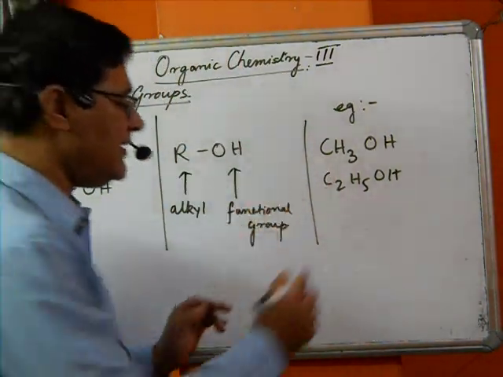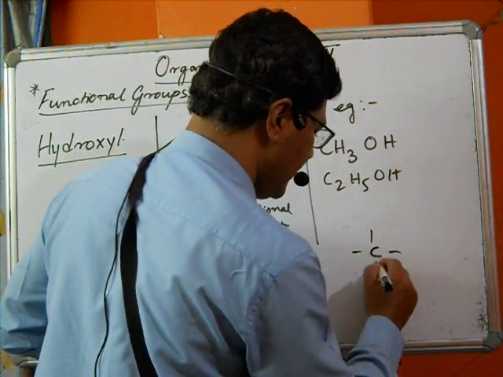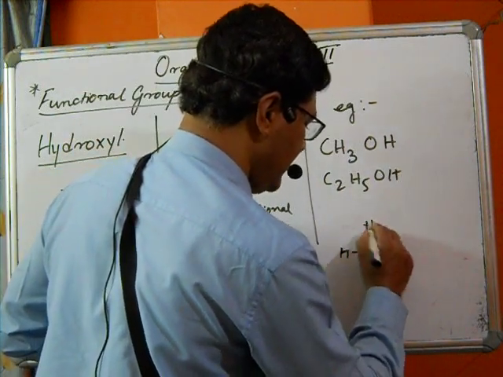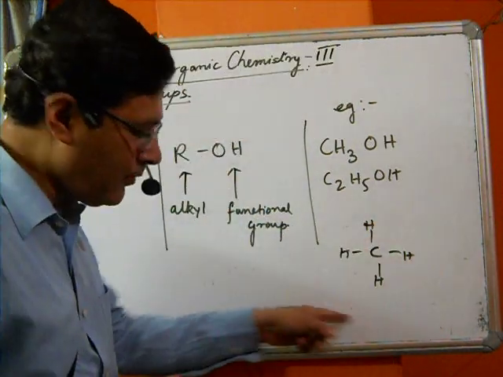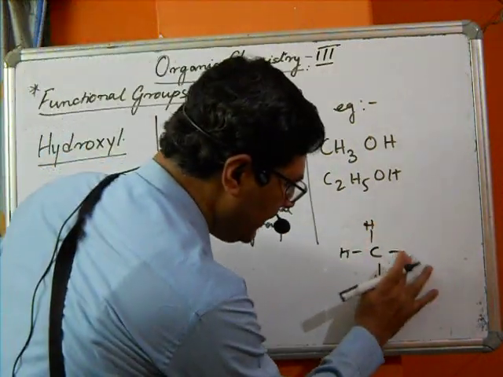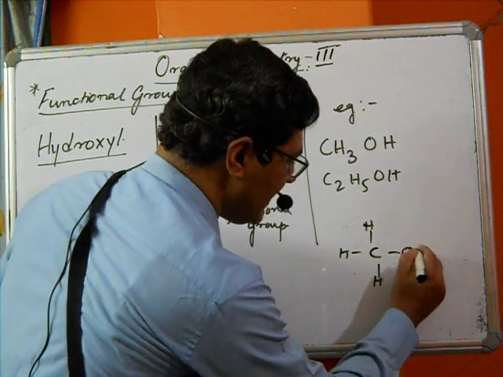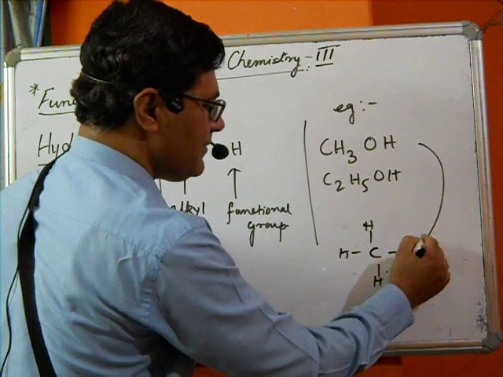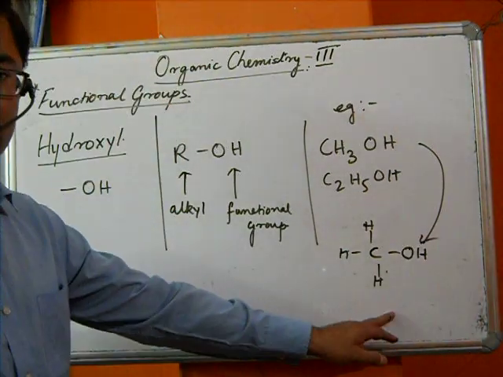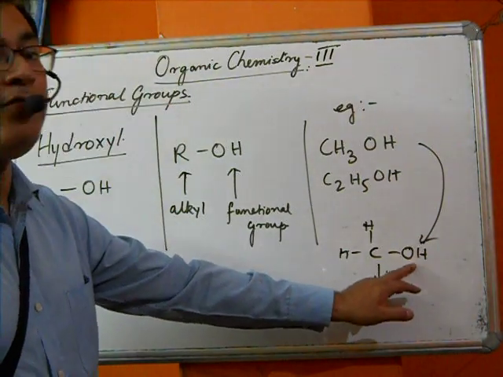So see, instead of CH3, the original molecule was what? Methane, CH4. The original molecule was CH4. In place of this, OH comes. So it becomes CH3OH. So this is the functional group.